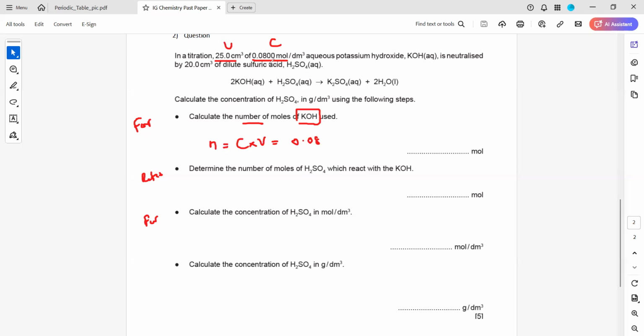25 cm cube. So if 25 cm cube, how much is that in dm cube? We have to divide by 1000, so 0.025. So 25 divided by 1000 times 0.08. What's the final answer for this? 0.0025.